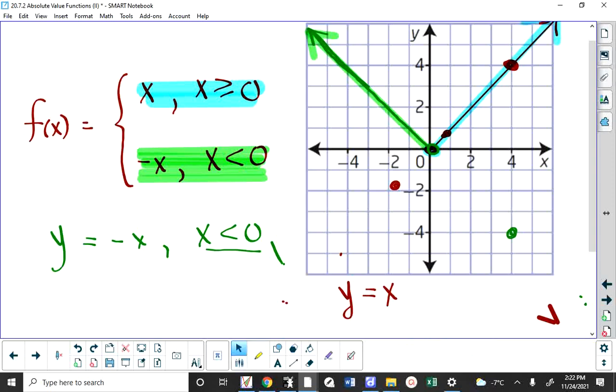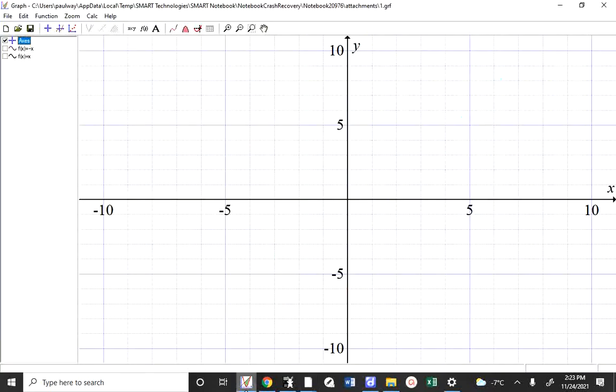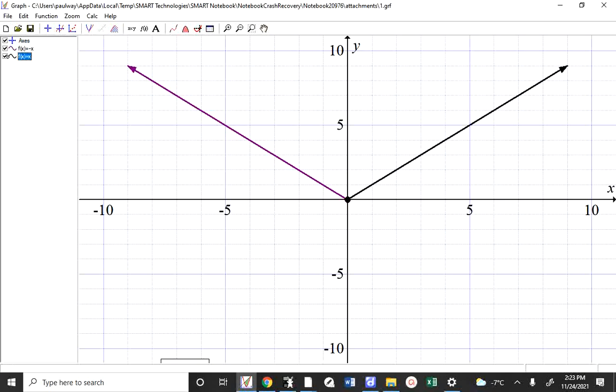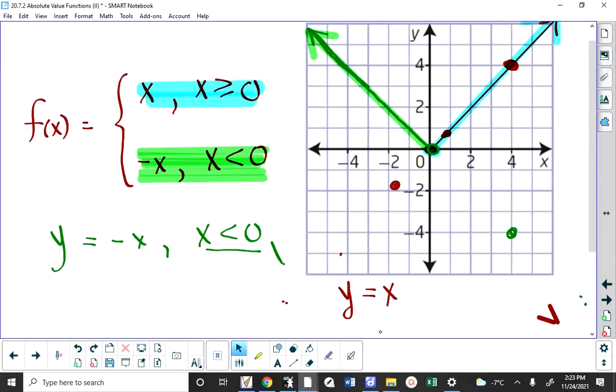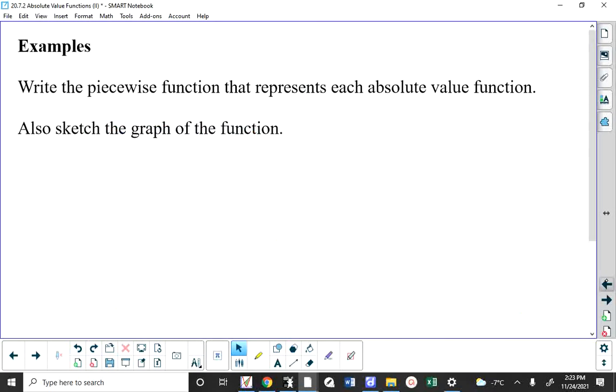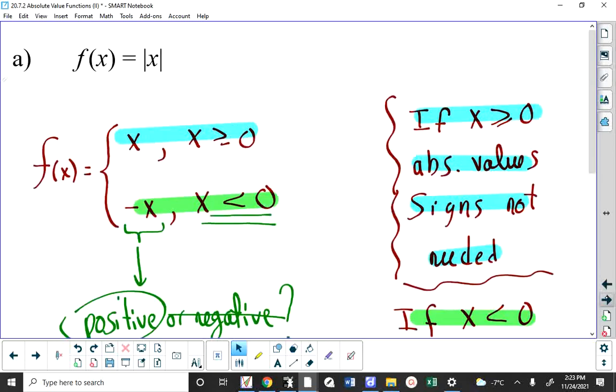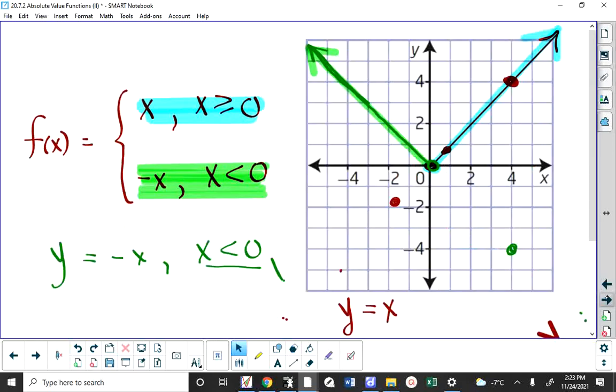If we take a look at this on a graphing program, this is f of x equals negative x, but it's only valid wherever x is negative. This is f of x equals x, and it's only valid where x is positive. Notice it's the same graph we had yesterday. And this is a very simple example. Let's take a look at a slightly more complex example. Maybe before we do, have we answered this question? We've written the function in a piecewise fashion, and we've sketched the function. Any questions with that one?